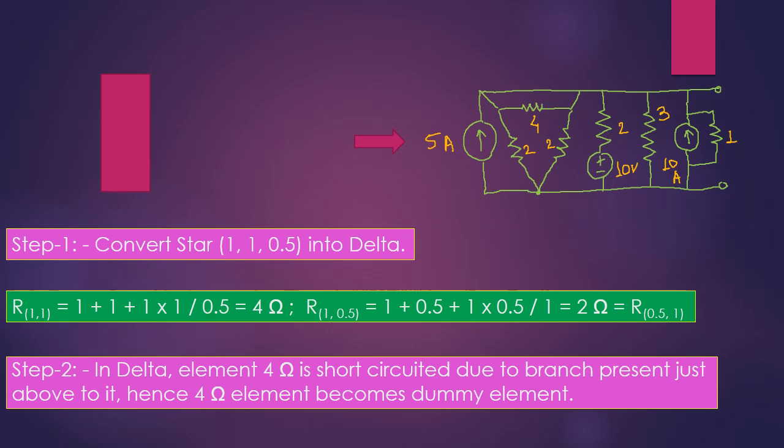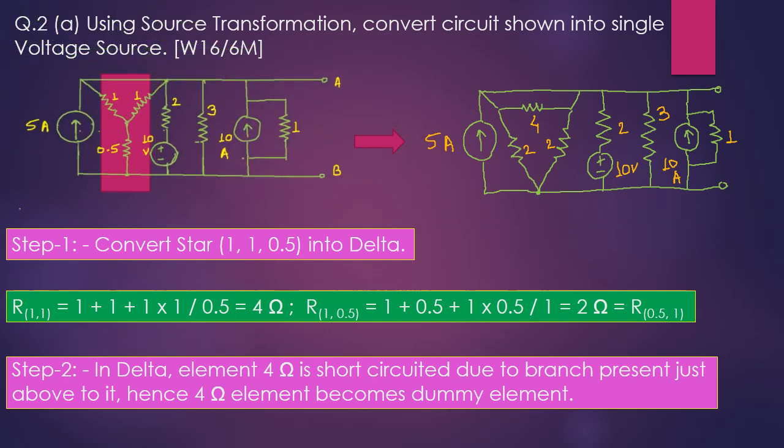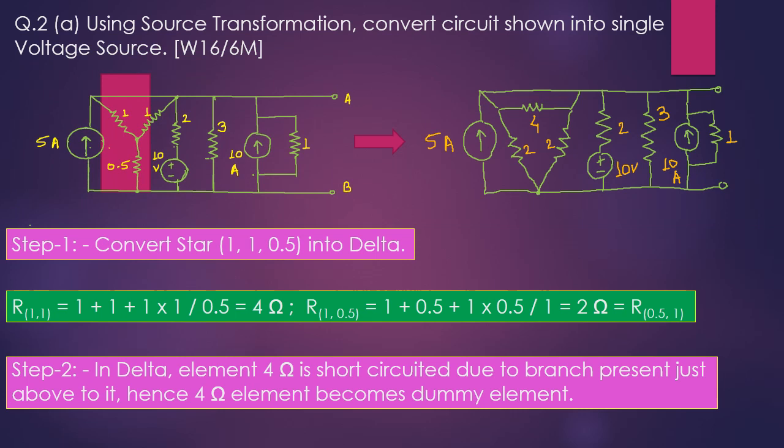This particular numerical is from winter 16, asked for 6 marks. Using source transformation, you have to convert the given circuit shown into a single voltage source. So just check the circuit. When you check the circuit, immediately you find that there is a star connection of 1, 1 and 0.5.